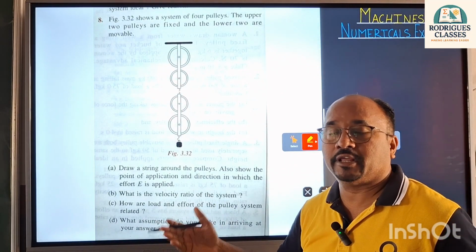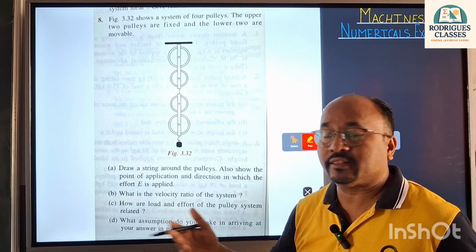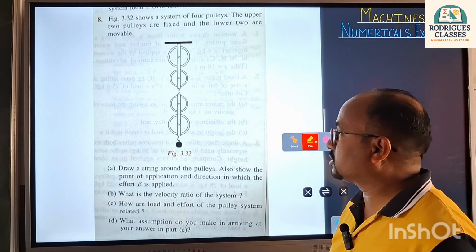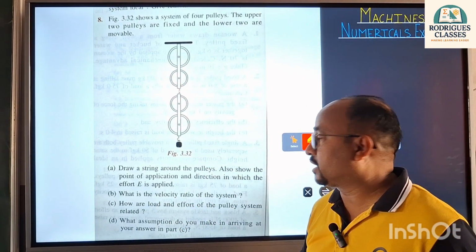As such, I will explain showing all the other things, that is the load and the tension also. What is the velocity ratio? You know there are 4 pulleys, so it will come as 4.